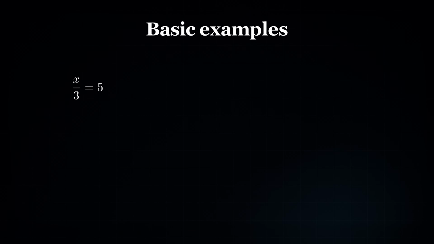Example number 1. x/3 = 5. Multiply both sides by 3. That gives x = 15.